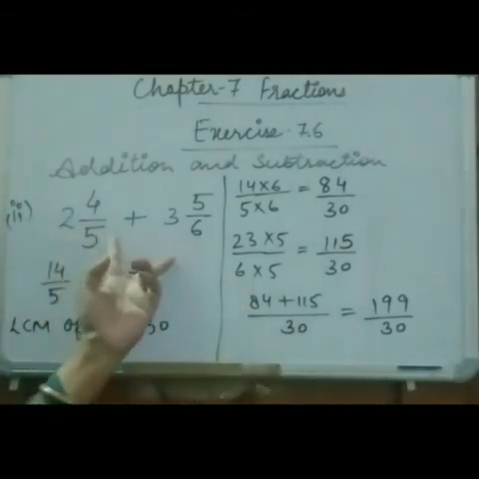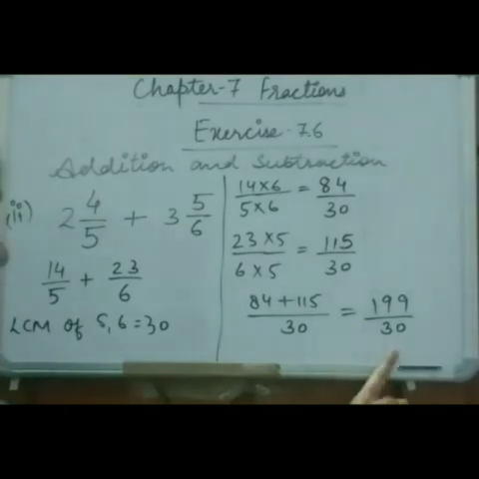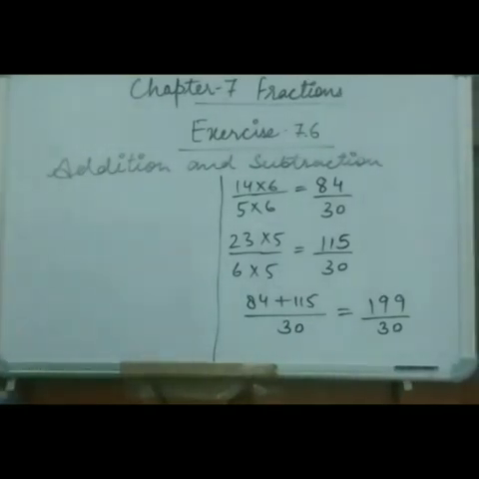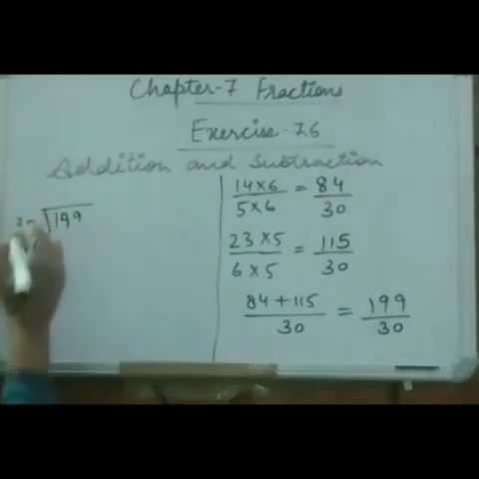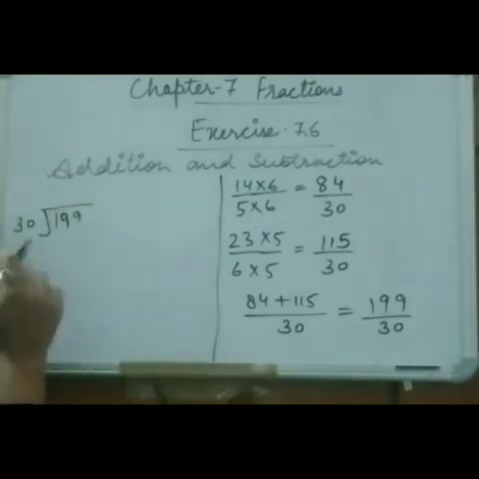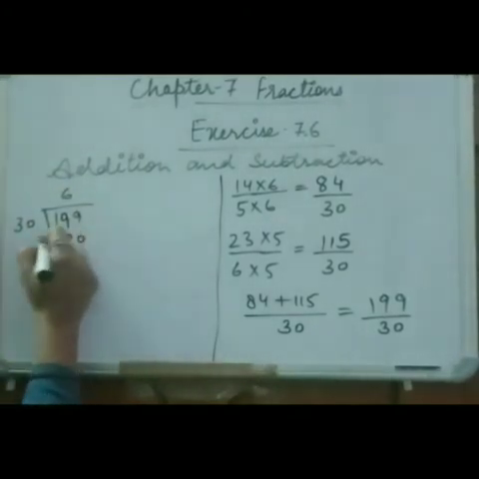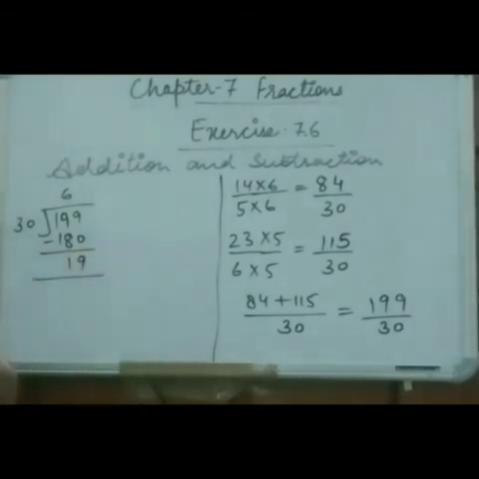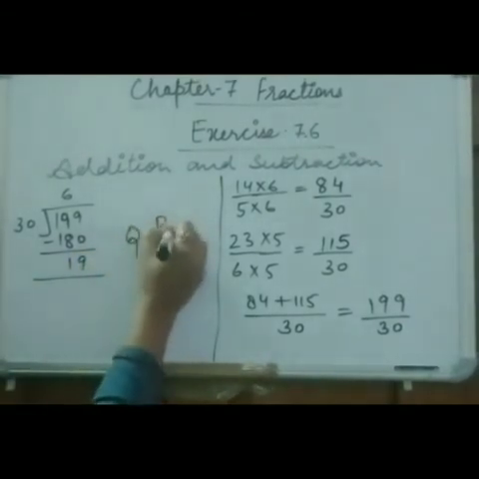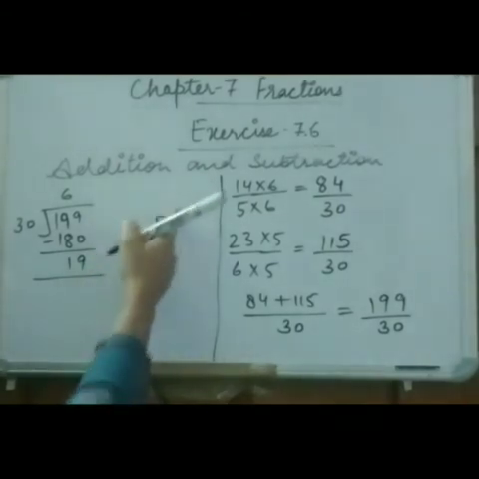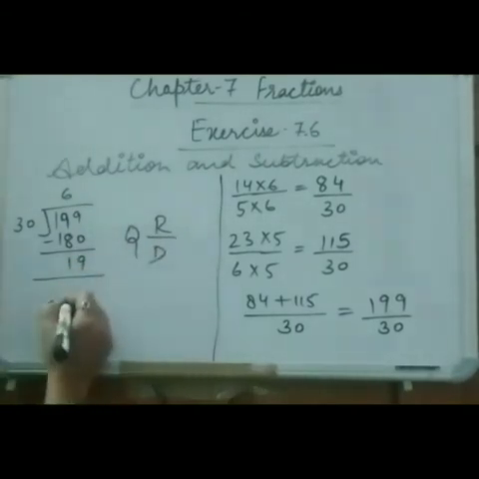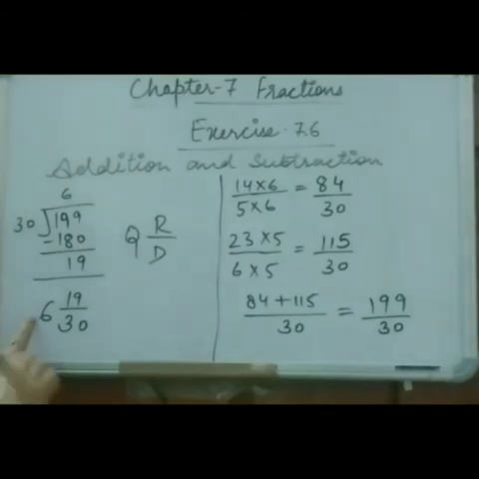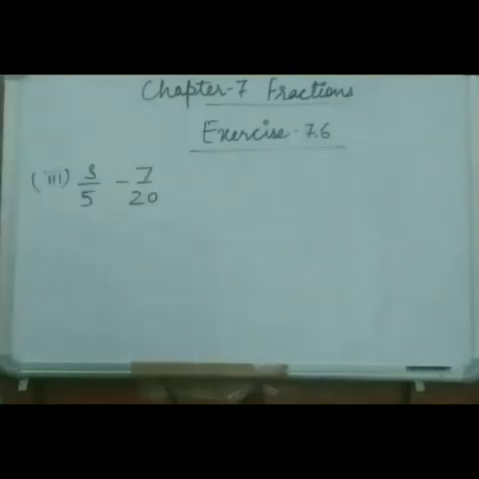But here, listen, the question is given in mixed fractions. So make this one also a mixed fraction. Now see here, this 199 we will convert into a mixed fraction. So 30 6s are 180. This is 19. So how will we write it? Q R upon D means quotient whole remainder upon denominator, or you can say divisor. So the quotient is here 6, the remainder is here 19 and the denominator will remain 30. So it is 6 whole 19 upon 30. Now see the next one.